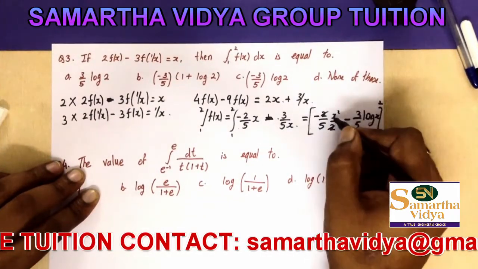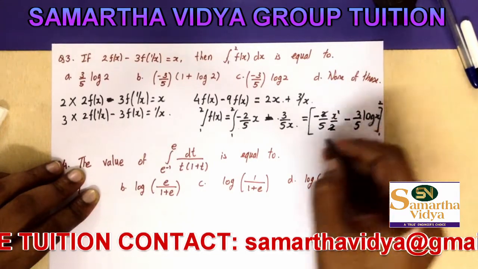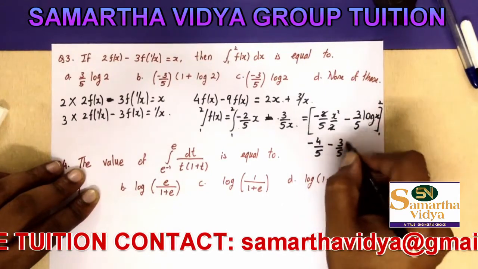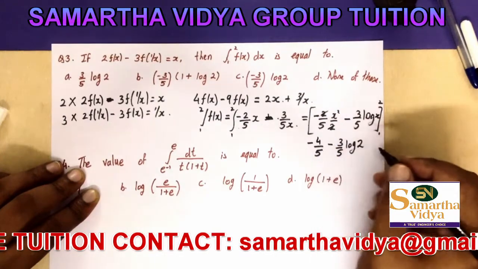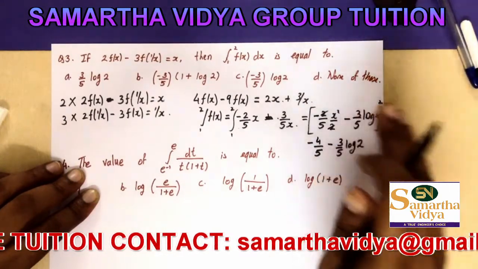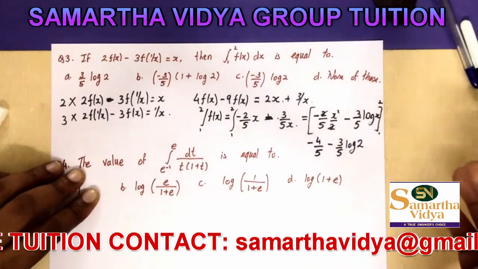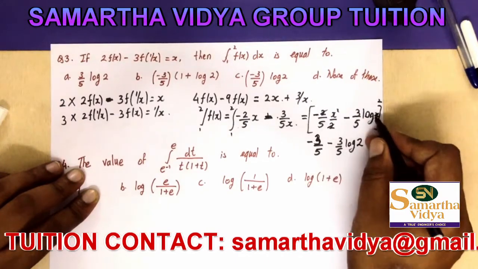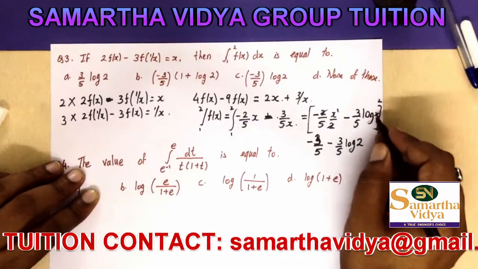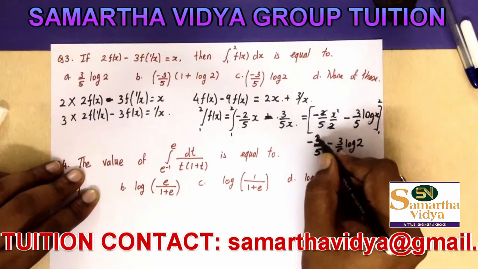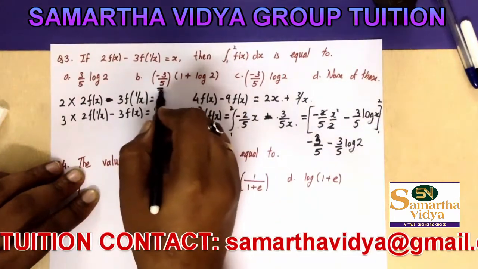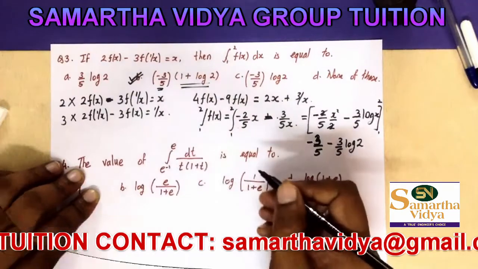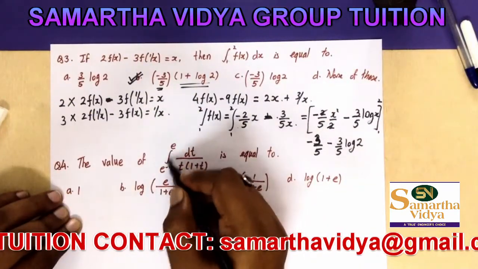If I substitute 2, this is going to be nothing but 4 minus 4 by 5 minus 3 by 5 log 2, and if I substitute 1, since it is a lower limit, it's going to be nothing but plus 1 by 5. So if I just do plus 1 by 5, this becomes minus 3 by 5, and if I substitute 1 in this, it's going to be nothing but 0. So we can see that I can take minus 3 by 5 common, and I will be getting 1 plus log 2. So answer is B.